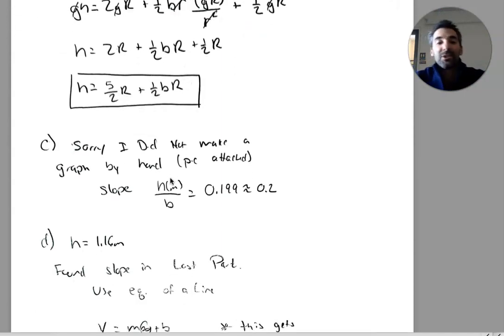Now, I did not attach the picture here. Again, I was lazy, did not make a graph by hand. I just threw it into Excel. The picture is attached in our Google Classroom. But when I took the slope of the line on the computer, I got 0.199, which is about 0.2. If you were plus or minus that value, I'm sure you're fine.